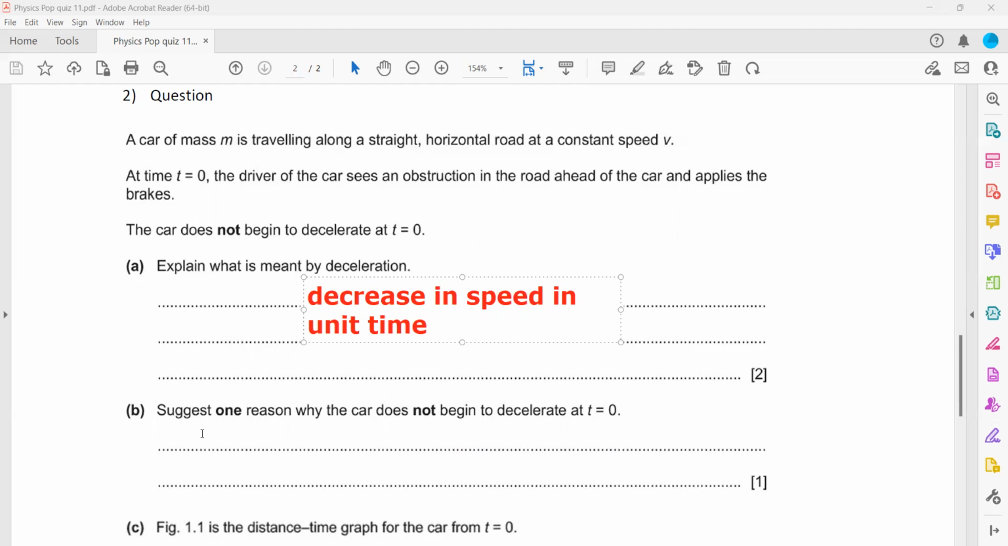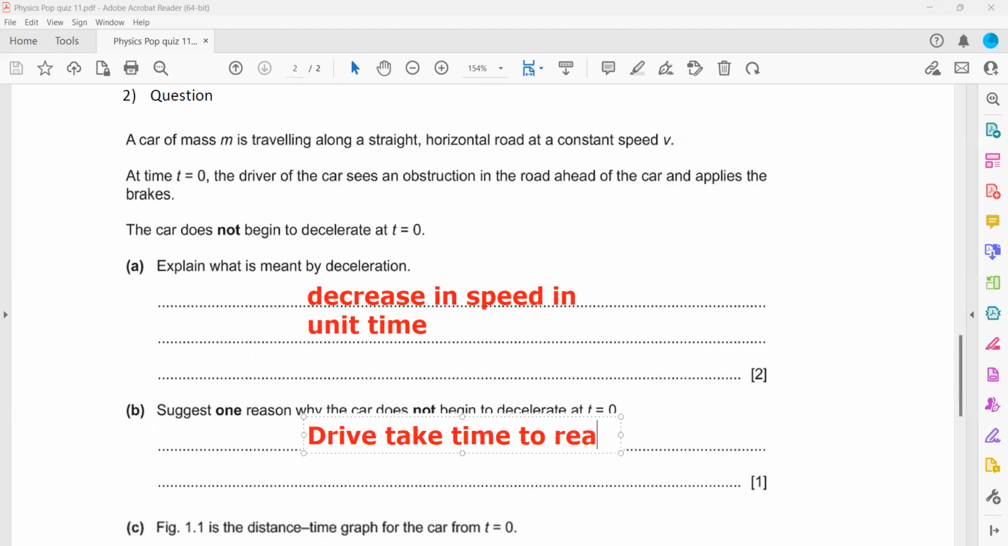Deceleration means decrease in speed in a unit time. And suggest a reason why the car does not begin to decelerate the moment the driver sees the obstruction: because he will take time to react. So the driver takes time to react, so he won't press the brake pedal. That's why the speed does not decrease instantly.